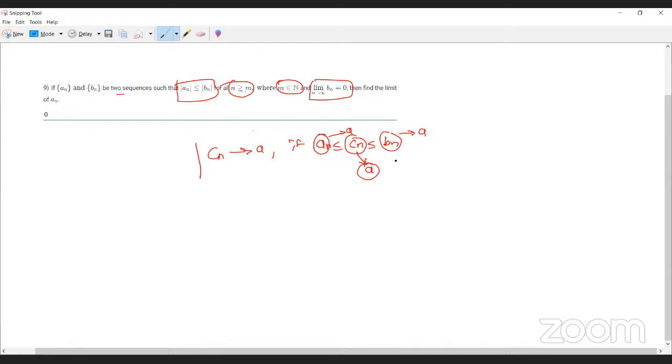See here, my B_n is given to me, that is, B_n is tending to 0, right? So for this condition, can I say that A_n is less than or equal to B_n? It is a sandwich property, right? Since my B_n is tending to 0, my A_n also tends to 0 if you apply this property, right?